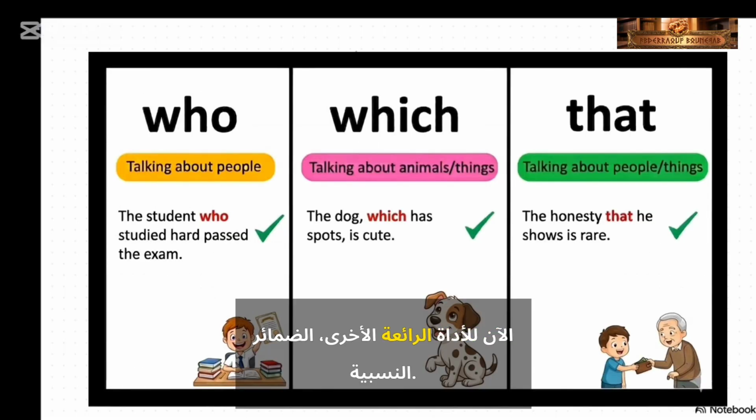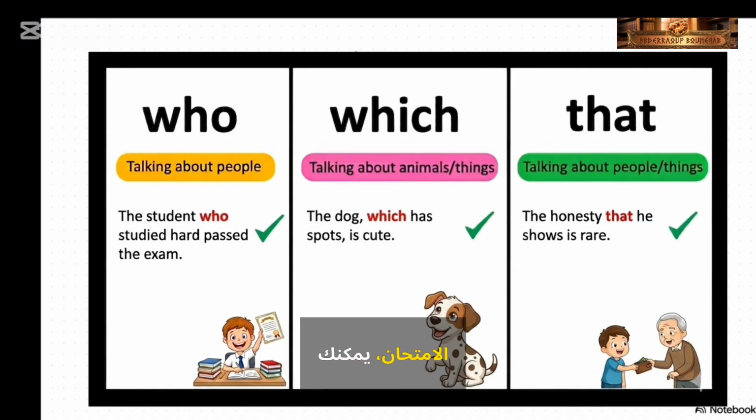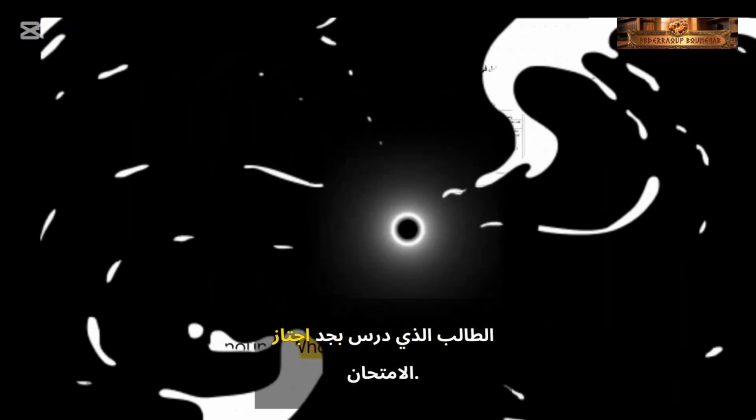Now for another awesome tool, relative pronouns. These little words, who, which, and that, are kind of like linguistic glue. They let you stick extra important details onto a person or a thing. So instead of a simple sentence like, the student passed the exam, you can add a crucial detail. The student who studied hard passed the exam.